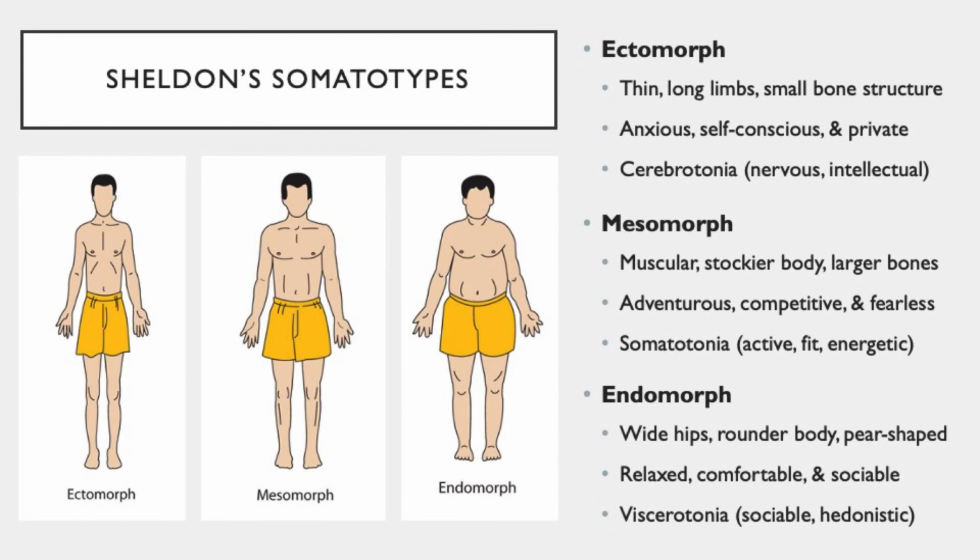Lastly, endomorphs, who tend to have narrow shoulders compared to their wider hips and carry more fat on their bodies and their hips and gluteal areas, similar to a pear shape, compared to ectomorphs and mesomorphs. These individuals tend to be more easygoing, social, relaxed, affectionate, and resistant to disapproval. They want to enjoy life, and they love food and other more hedonistic pleasures.